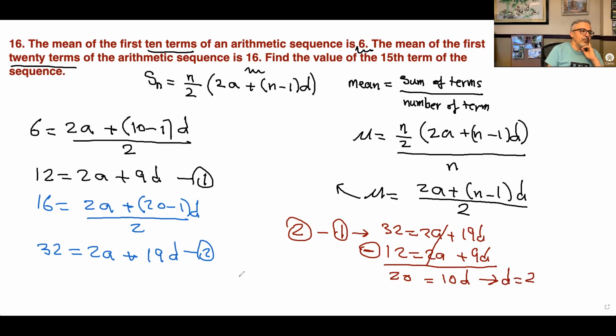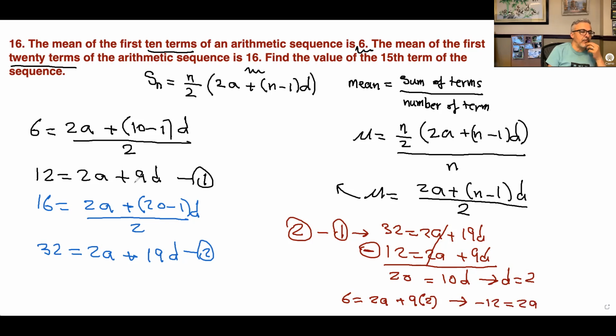Oh gosh, we're running out of room. No wonder this is a high level IB question. So once we found d, then we could go back and find a. So you could either go to equation number 1 or equation number 2. So I'll just go to equation number 1, which gives me 6 equals 2a plus 9d, and d is 2, so that's 18, which gives me 6 minus 18 is negative 12 equals 2a.